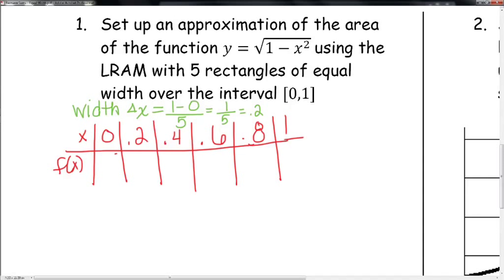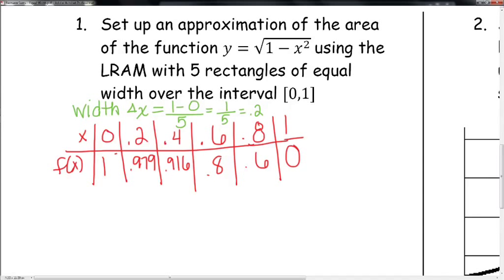To find my f of x, I'm going to plug in my x values. If I plug in 0, 1 minus 0 is 1. I'm going to go ahead and cheat and use a calculator. 0.2 is 0.979. 0.4 is 0.916. 0.6 is 0.8. 0.8 is 0.6. And 1 is 0. And so we're talking about a left approximation.